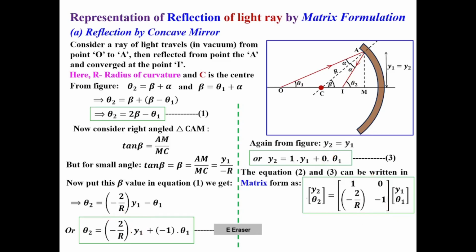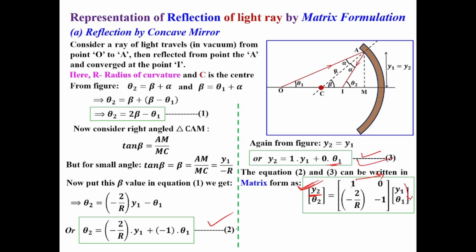So from this matrix form we can write these two equations. Here you can see y2: if I consider y2, then this row multiplied with this column, that means we get 1 into y1 plus 0 into theta 1.